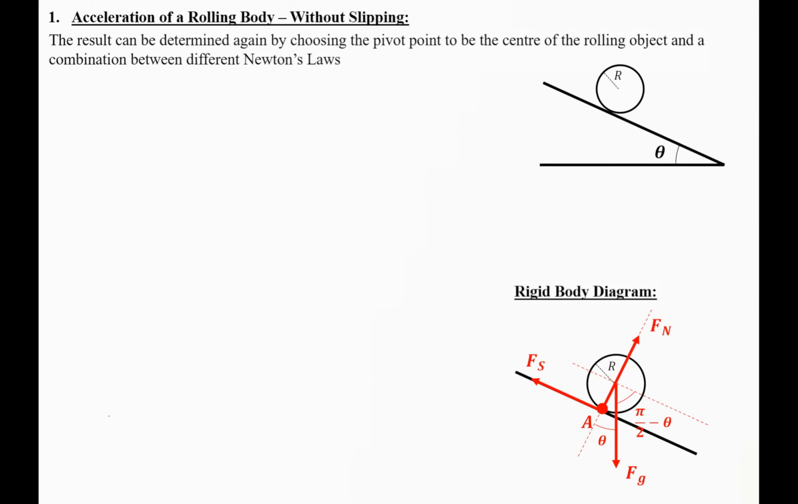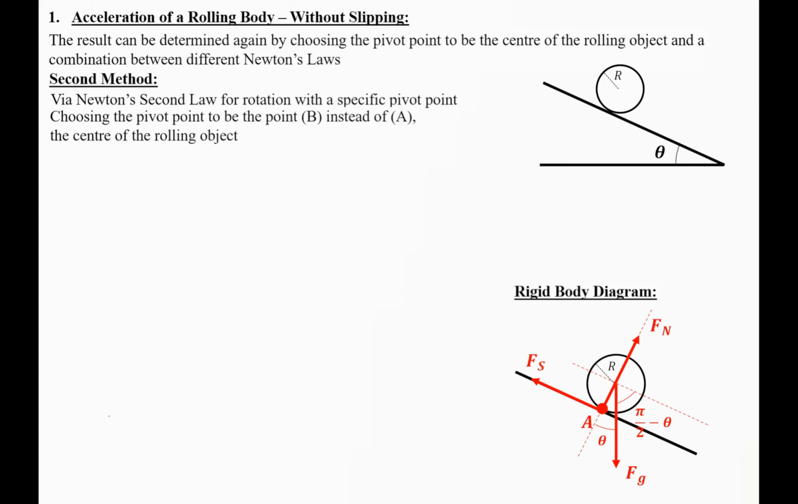Now this result can be determined again by choosing the pivot point to be the center of the rolling object and the combination between different Newton's laws. So let's investigate that. Second method, via Newton's second law for rotation with a specific pivot point, choosing the pivot point to be the point B instead of A, the center of the rolling object. So now we have moved from A to B, and we're going to apply again Newton's second law for rotation. Tau net is equal to I center of mass multiplied by alpha.